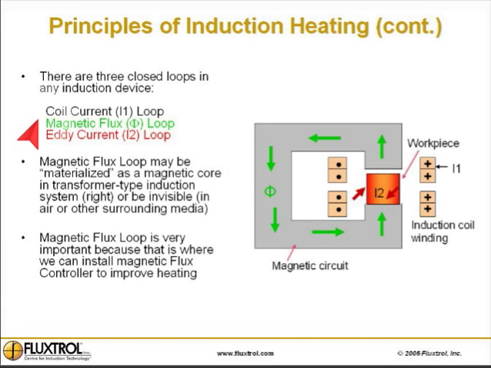There are three closed loops in any induction device: coil current, I1 loop; magnetic flux, phi loop; eddy current, I2 loop. Magnetic flux loop may be materialized as a magnetic core in a transformer-type induction system, shown right, or be invisible, such as in air or other surrounding media. Magnetic flux loop is very important because that is where we can install a magnetic flux controller to improve heating.